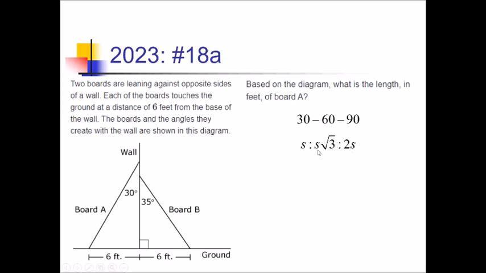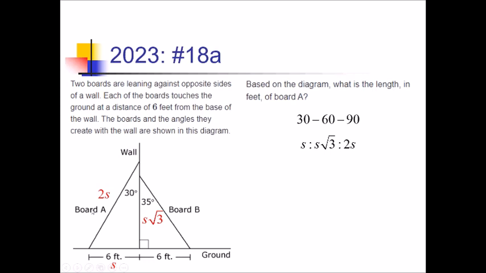So I'm going to go ahead and label my triangle now with these 3 sides. S is always across from my 30-degree side, so that's this side here, this 6-foot side. S root 3 is the 60-degree side, so that's the wall. And then 2S is always the hypotenuse across from the right angle, so that's up here.